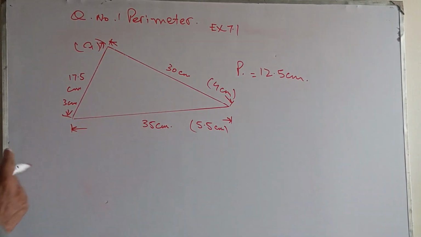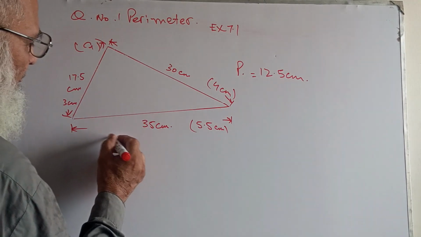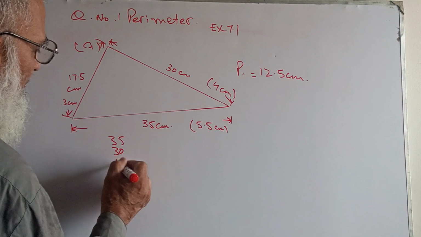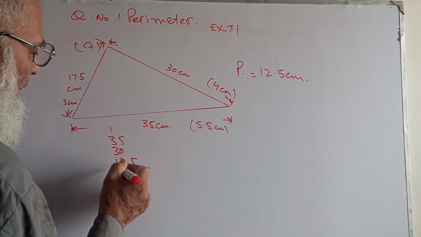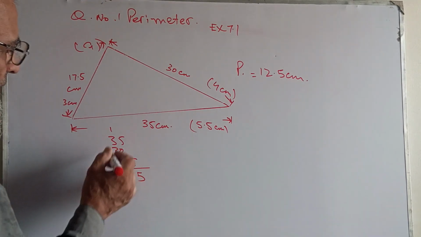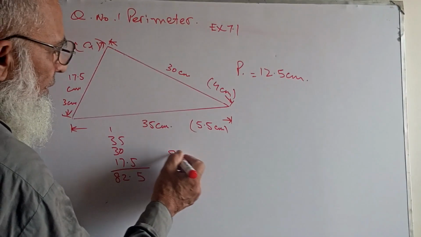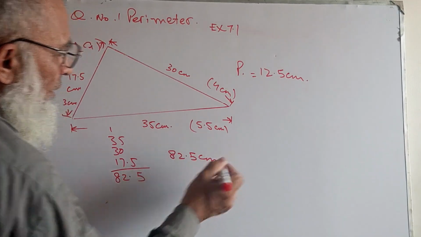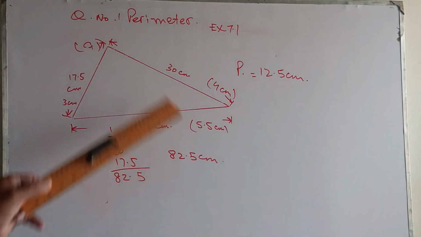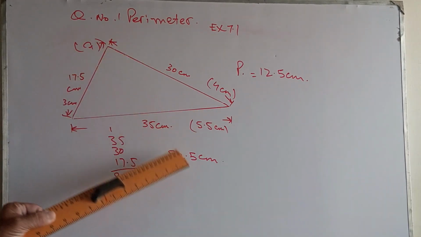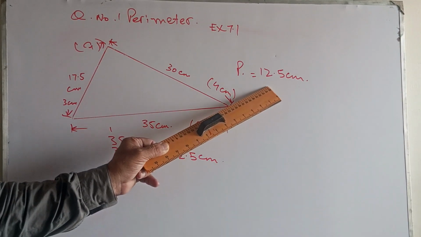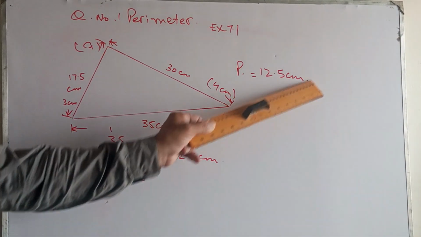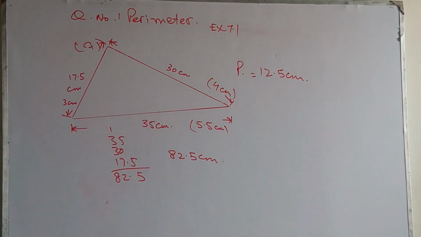And if I take my own figure on the board, it will be 35 plus 30 plus 17.5. So it will be 82.5 centimeter. Now this is the perimeter which I have drawn on the board, and this is the figure in your book.